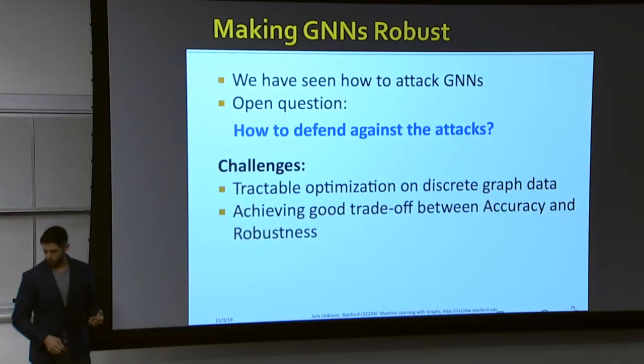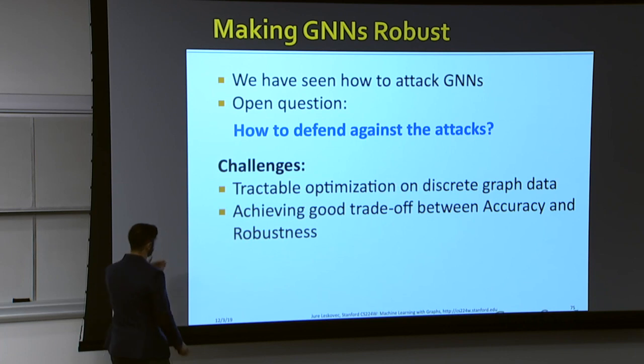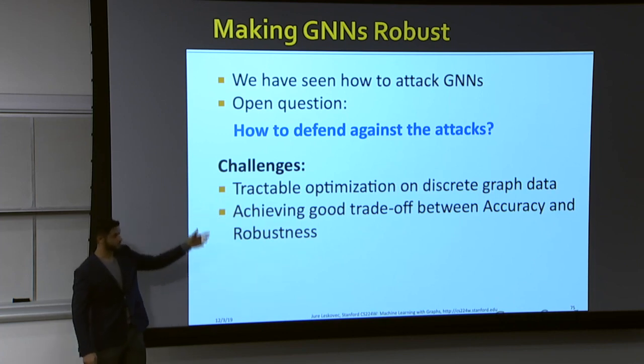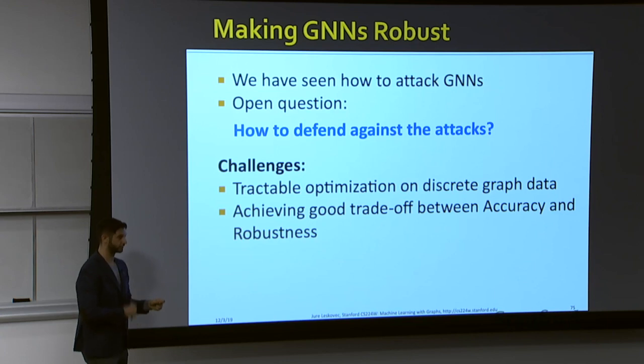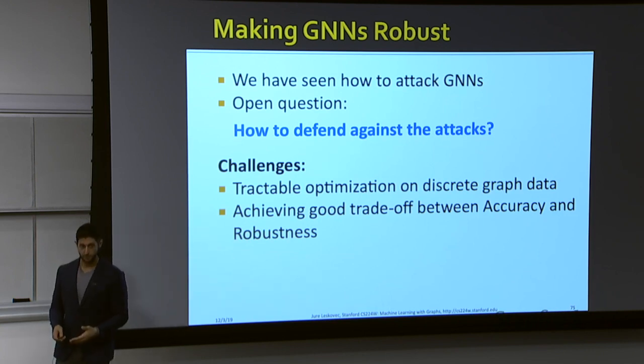And when it comes instead to how to make GNNs more robust, the open question is how do we defend against attacks? One challenge is the one we were mentioning before. It's very difficult to find tractable optimization on this discrete graph data. So the problem that we mentioned before, the fact that we're always retraining GCNs in that inner loop. And at the same time, we also want to achieve a good trade-off between accuracy and robustness.